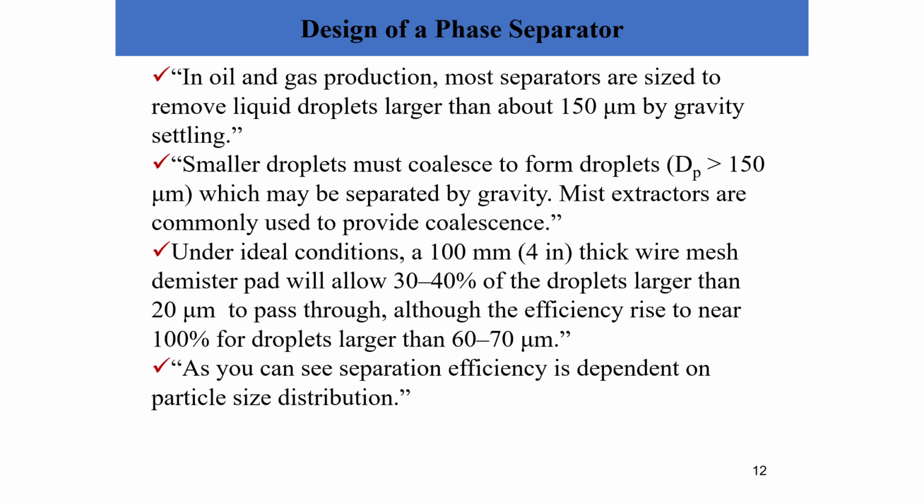How does it work? Typical values: if you have, for example, a 100 millimeter thick wire mesh demister, 30 to 40% of the droplets that are around 20 micrometers will pass through that demister. But if the water droplet is between 60 to 70 micrometers, the same demister will collect 100% of these water droplets, and the separation will go up to 100%. So as you can see, the efficiency of the separator, the primary separation, the demister, everything is dependent on the size of the droplet.